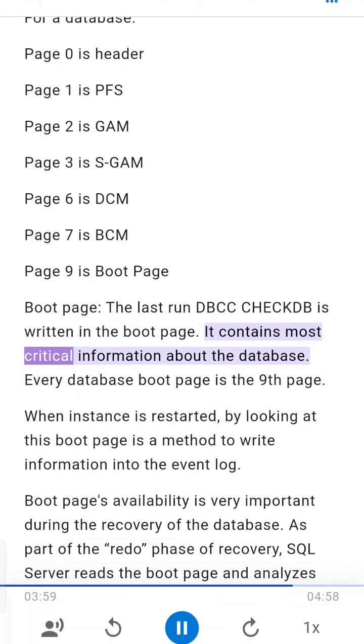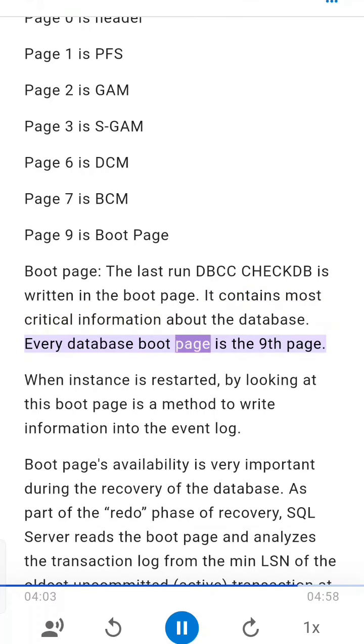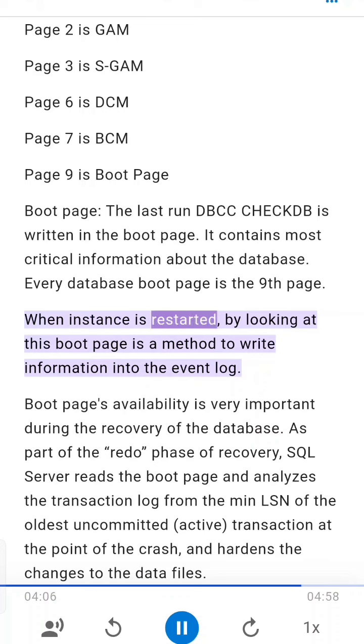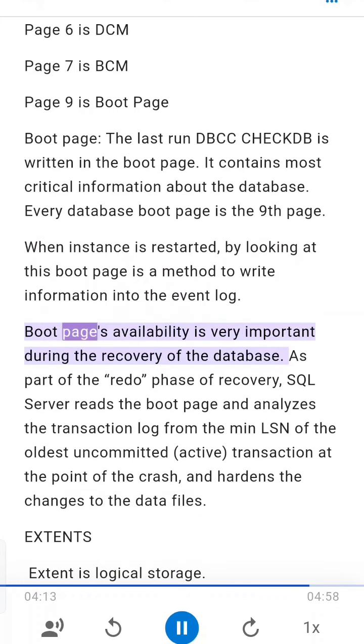It contains the most critical information about the database. Every database's boot page is the 9th page. When the instance is restarted, it looks at this boot page as a method to write information into the event log. The boot page's availability is very important during the recovery of the database.